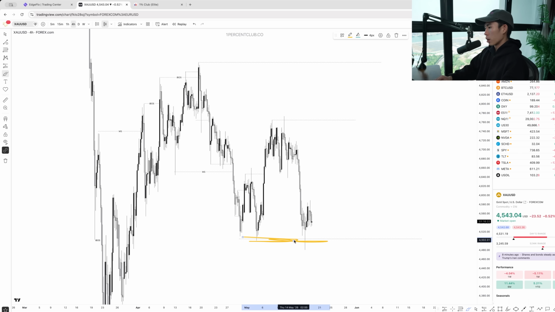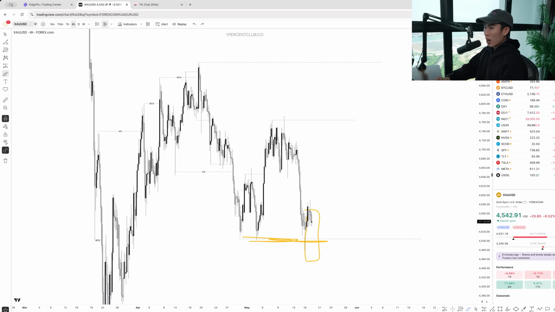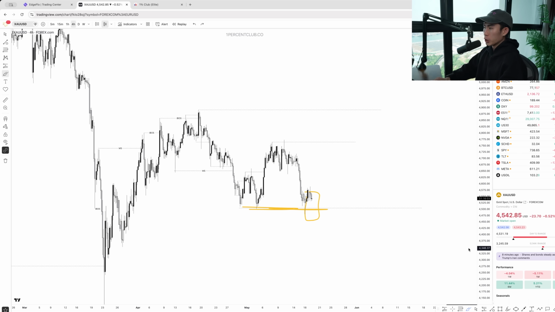If price takes out this low here with a nice candlestick closure, this means that we got a bearish break of structure, an internal bearish break of structure, and right now price is shifting bearish. Ideally, for us to really determine that price has officially shifted bearish, we want to see a nice bearish candlestick closing below this low.